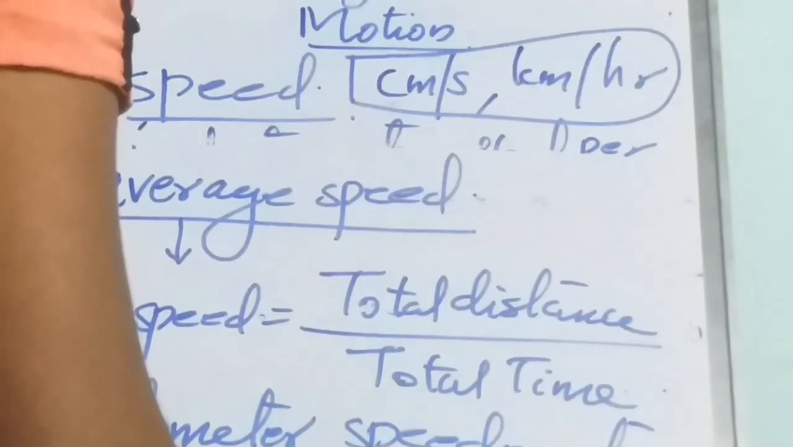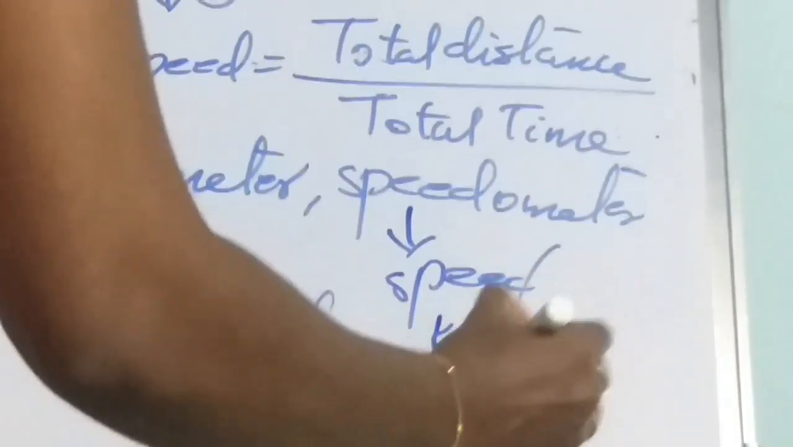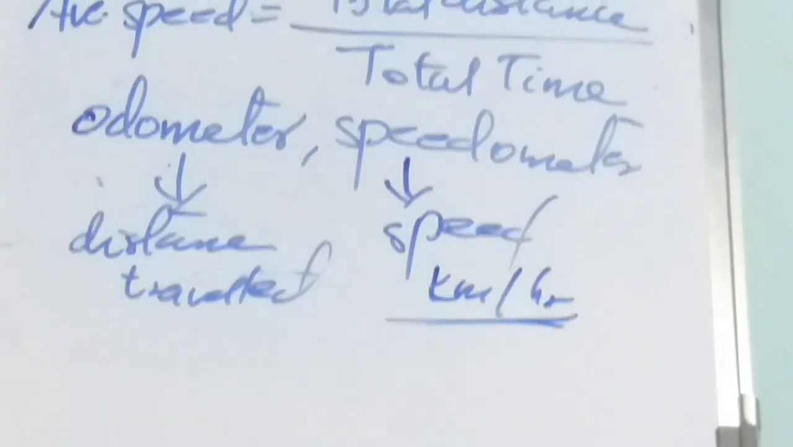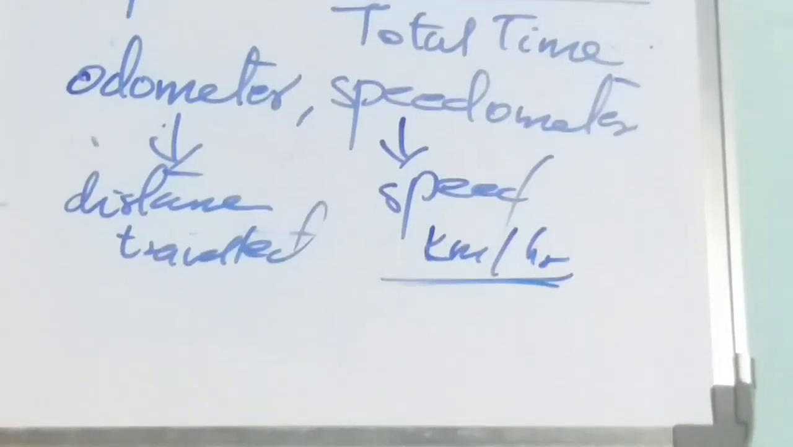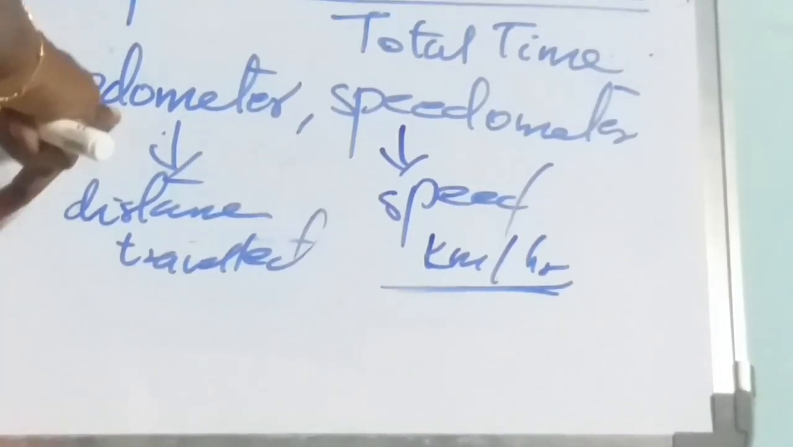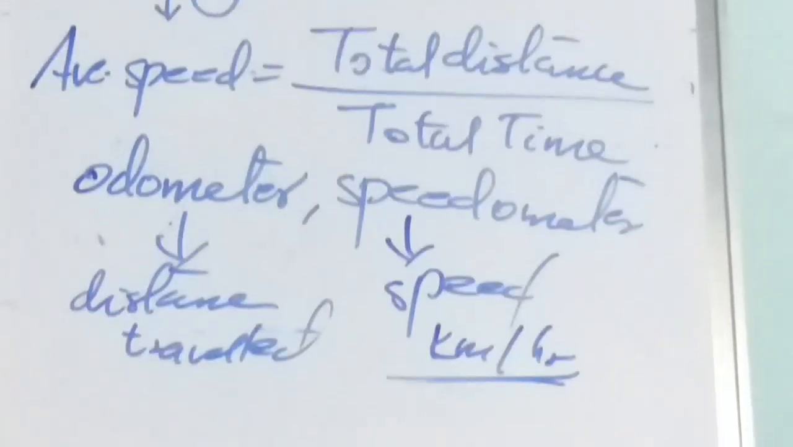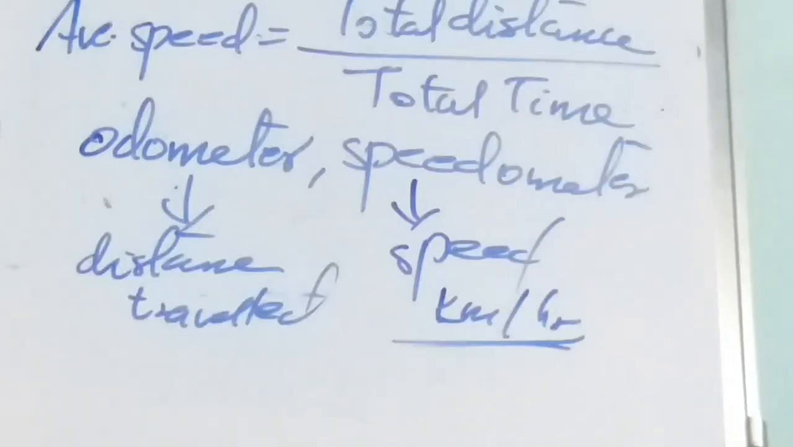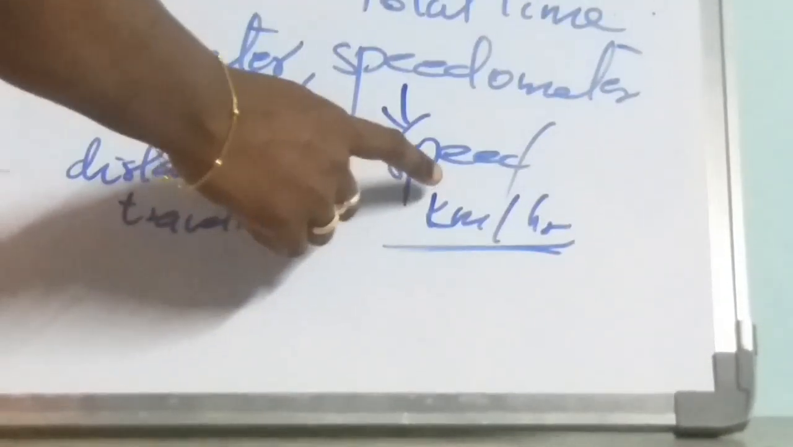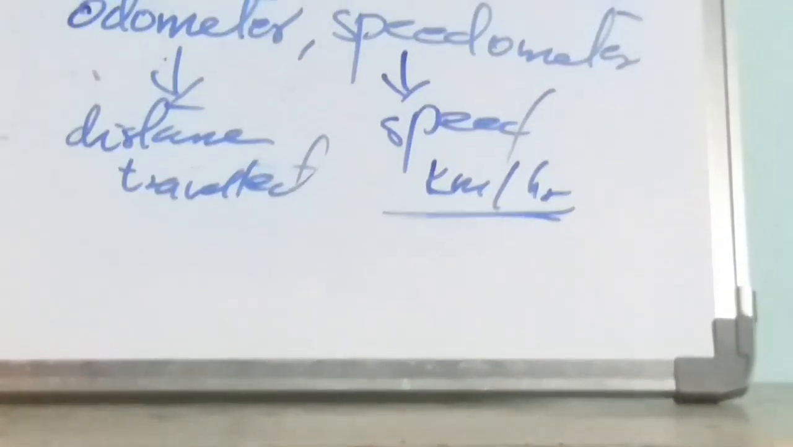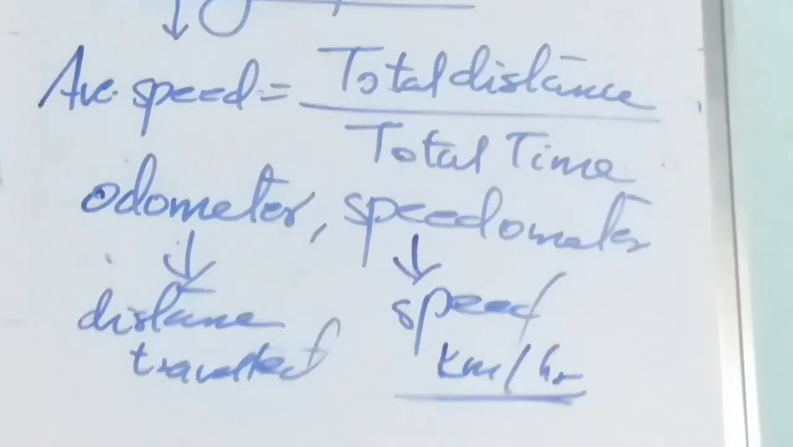In the speedometer, the speed is represented in kilometer per hour. So we have two devices: the odometer is used to measure the distance travelled by vehicles, and the speedometer is used to measure the speed of vehicles. That is about speed and average speed.